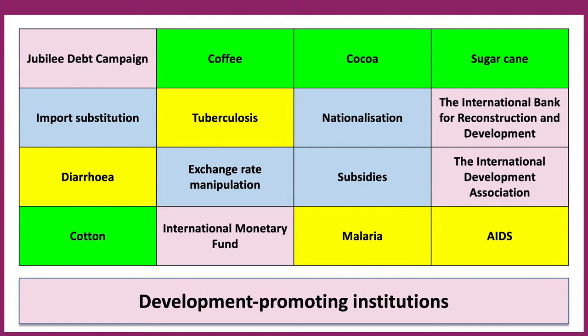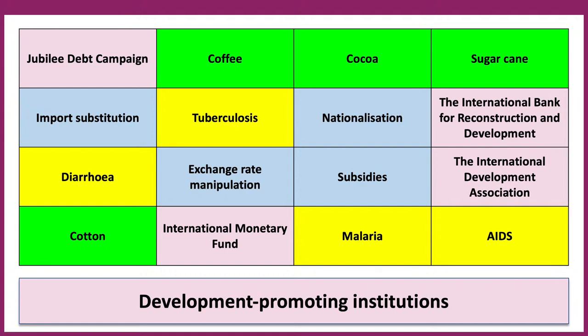And our link, lots of people getting this one right. So they are all development promoting institutions. So we've got the International Bank for Reconstruction and Development and the International Development Association, both providing loans as part of this World Bank group. The IBRD providing loans to middle income countries, whereas the International Development Association provides loans to the poorest countries. The IMF more generally is about reducing poverty, promoting trade, promoting high employment and economic growth. These are all of their aims.